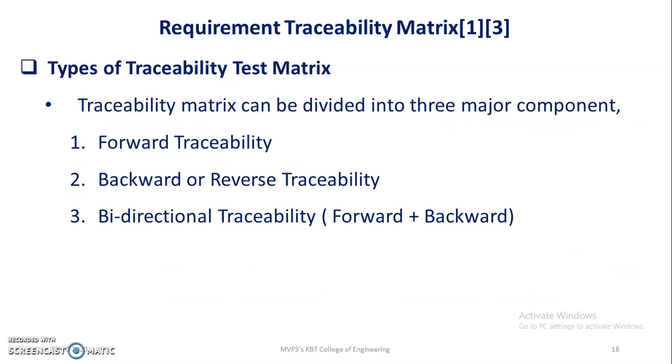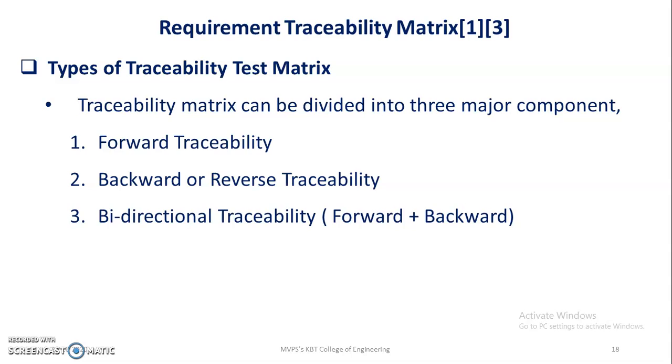So next, the requirement traceability matrix is divided into three different types: forward traceability, backward or reverse traceability, and bidirectional traceability, that is forward plus backward traceability. So we will discuss these things one by one. First one is forward traceability.